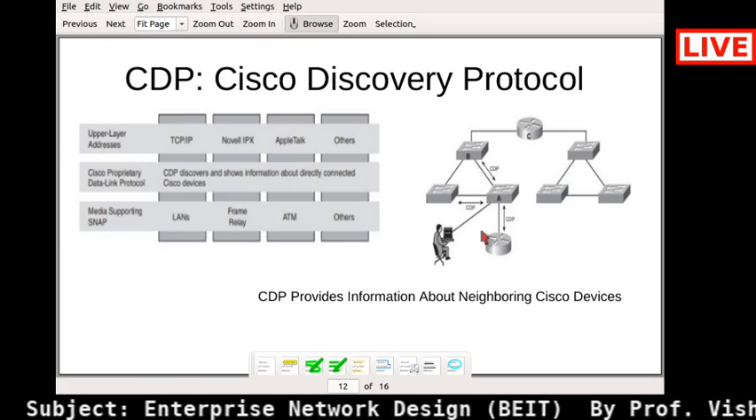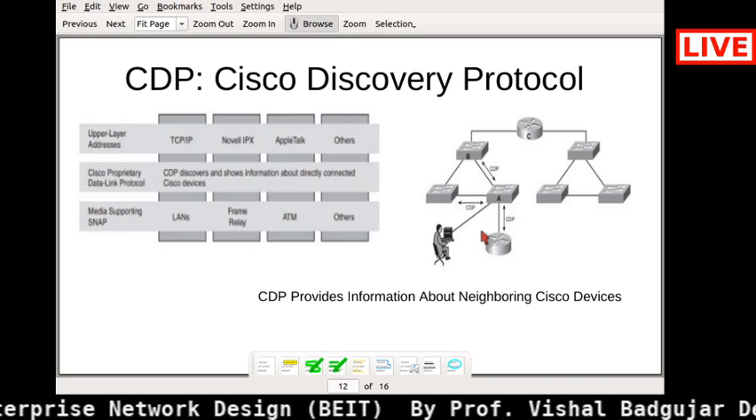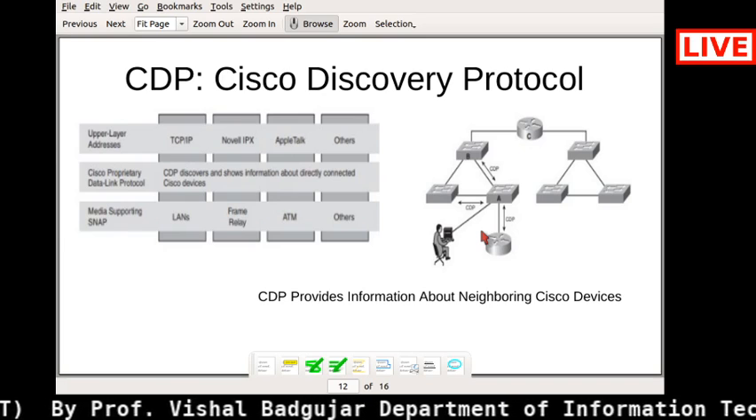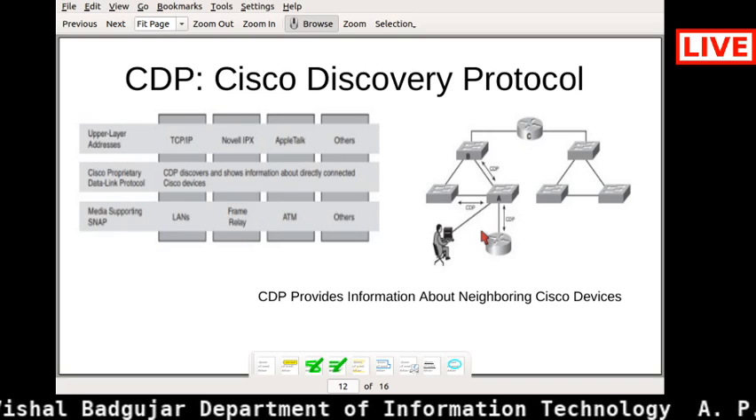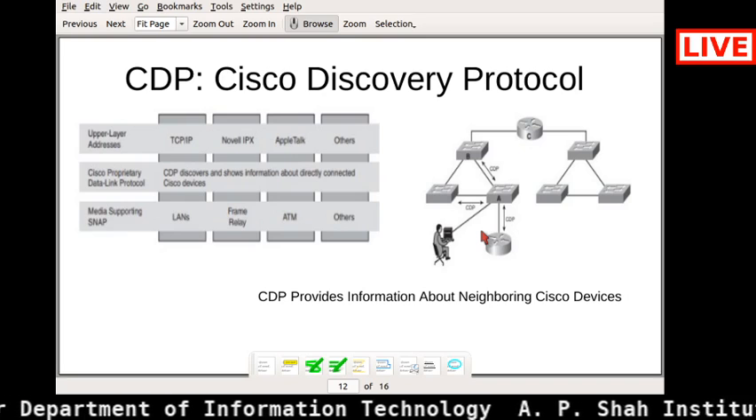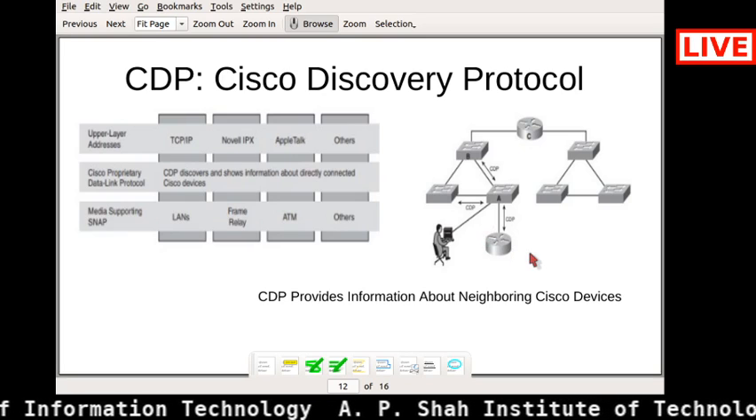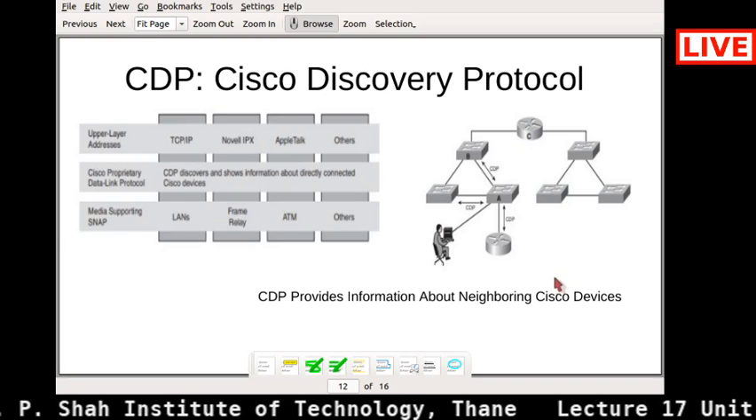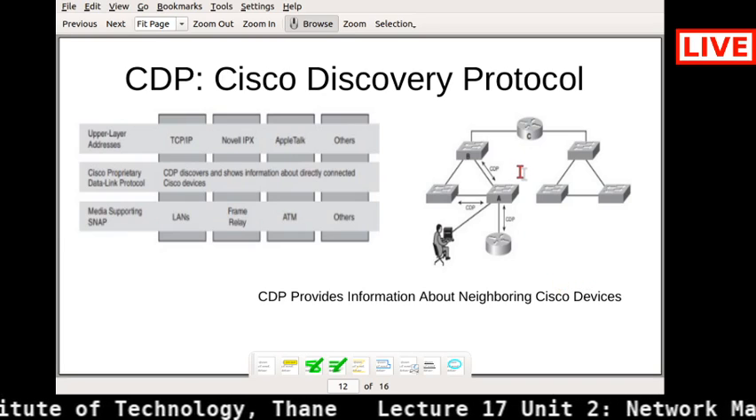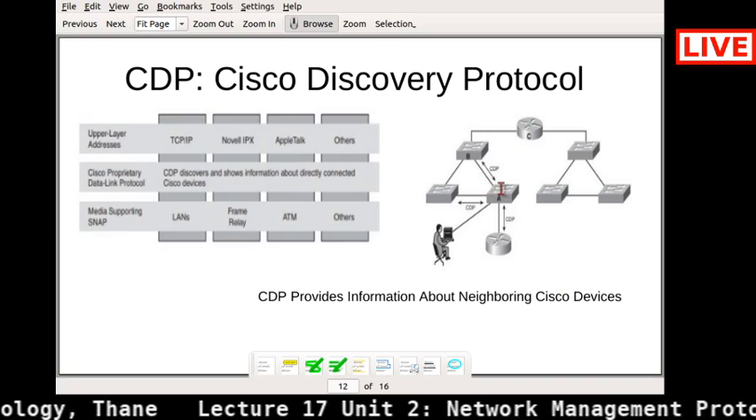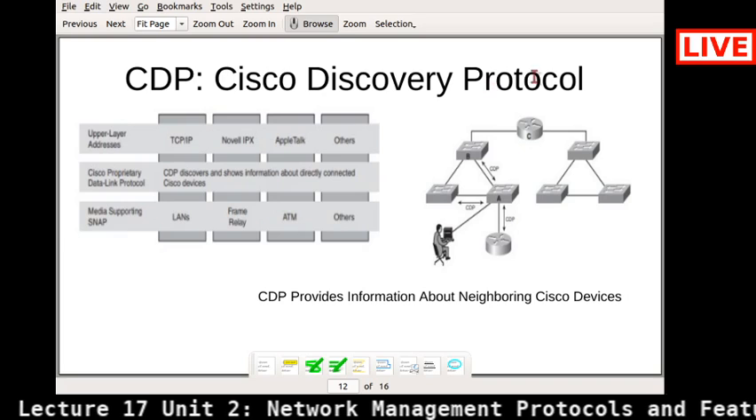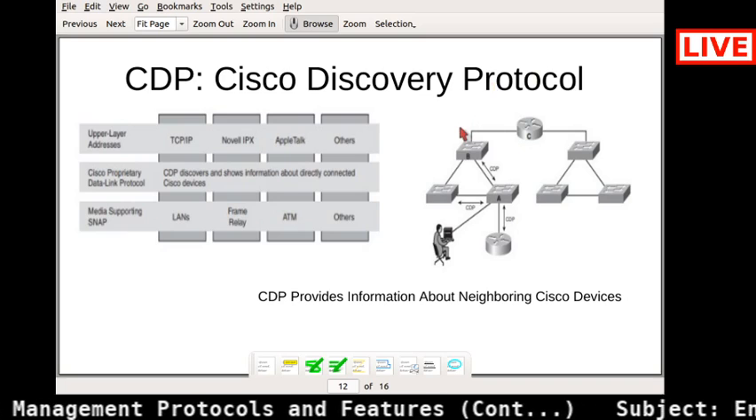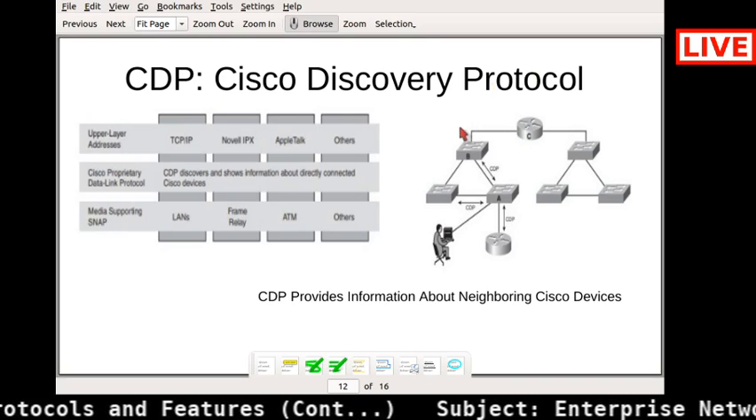So who is its neighbor? Its neighbor is switch B. Switch A can collect all the information with respect to its neighboring devices only, so it can't collect the information for router C. For router C, what you need to do is switch B can collect the information from router C, because router C is a neighbor of this particular switch B. This particular CDP we can call a hello based protocol, so all the devices which run this particular CDP.